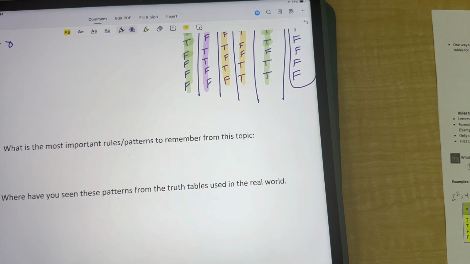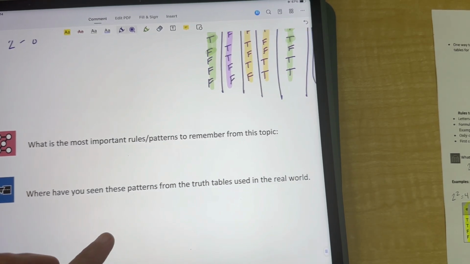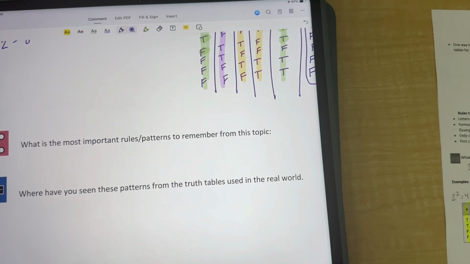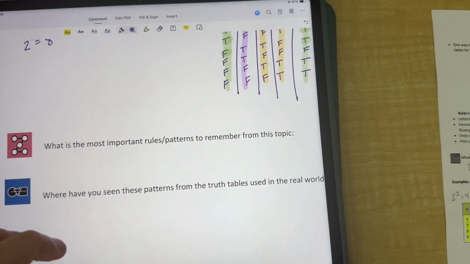The little dot Z thing over here just means pattern. Lastly, this is like general ideas: where have you seen these patterns from the truth tables used in the real world? Real world examples are a lot of times like if you're playing cards, you have a red and a black card. It could be a true or false. What else? When you flip a coin, there's 2 options, heads and tails. So anything like that. Again, what rules do you want to remember to help you solve for these tables? And lastly, what are some of the patterns based off this? When have you seen this in the real world?